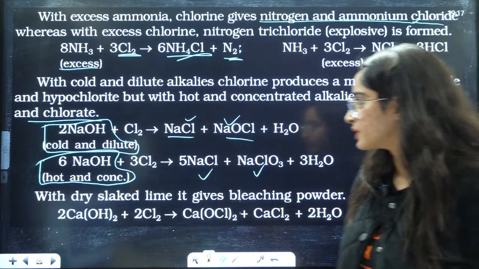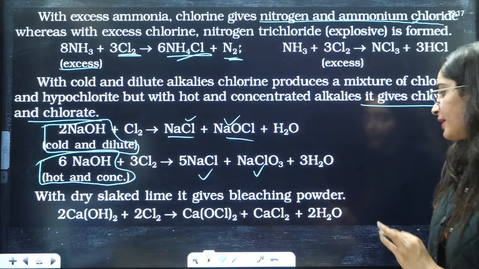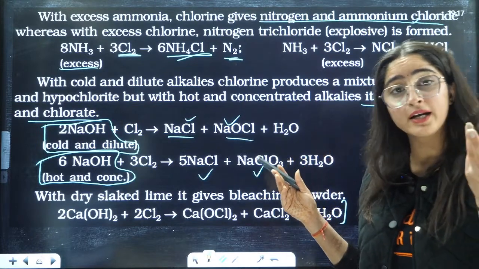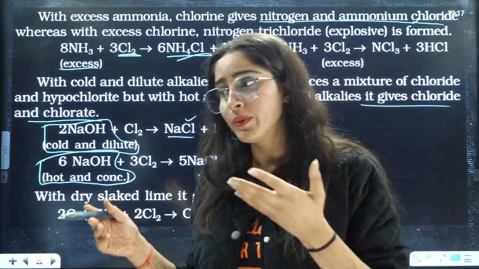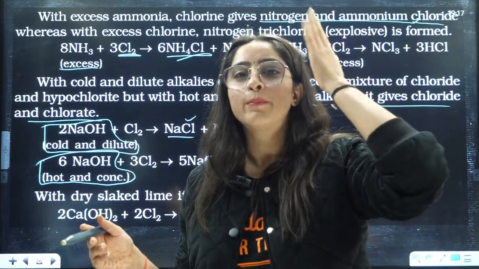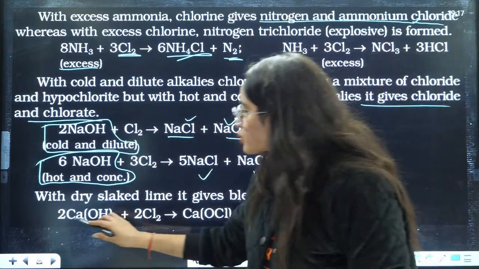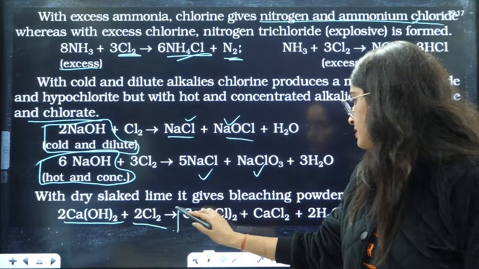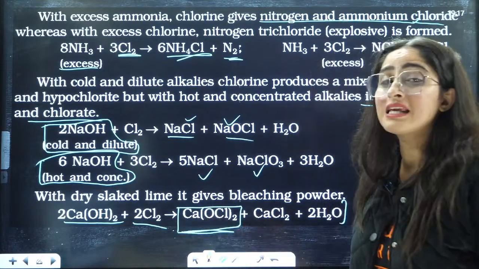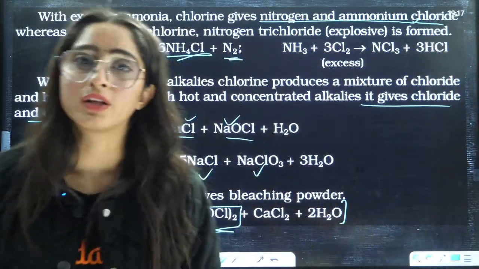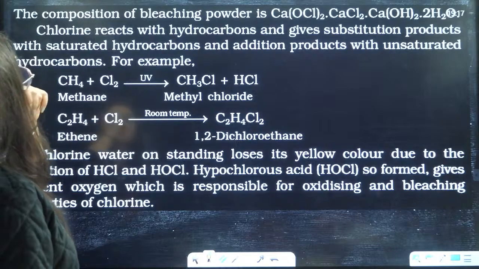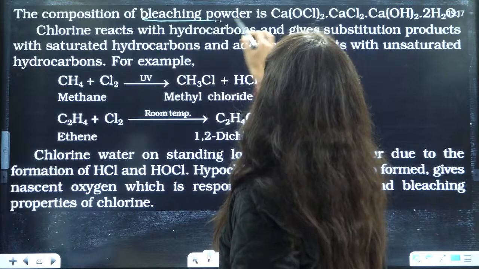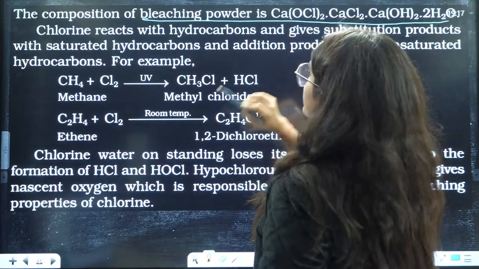Okay. Then dry slaked lime gives bleaching powder. This reaction we have done so many times, right? And if you have an interest in science, you must have studied bleaching reagents and all of those things. So with Ca(OH)2, lime water and Cl2, it is producing this bleaching agent, where nascent Cl is responsible for the bleaching action, right? So this is the composition of bleaching powder. They are telling you that this is the composition of bleaching powder.